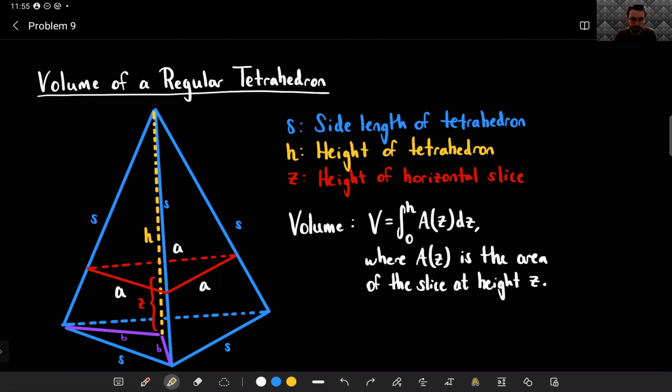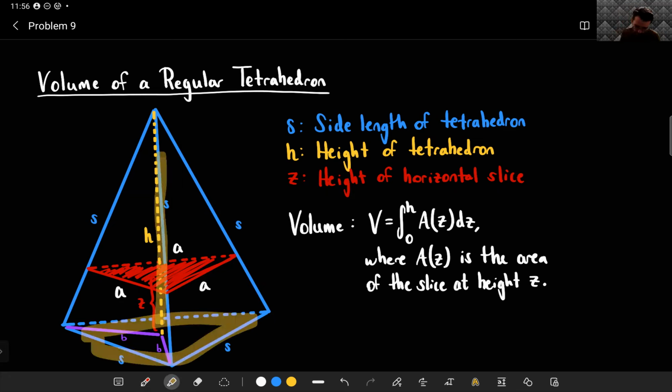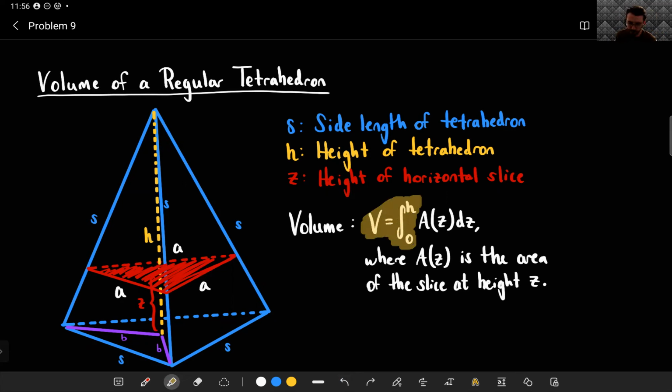The most natural way to approach this problem is doing volume by cross-sectional area, which is to say, if I pick some height Z and look at a little horizontal slice here, I can integrate those areas as I go from the base of the tetrahedron all the way up to the top. So volume equals the integral from 0 to h of the area of that red slice.